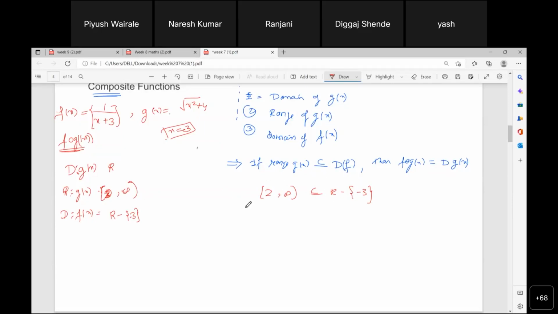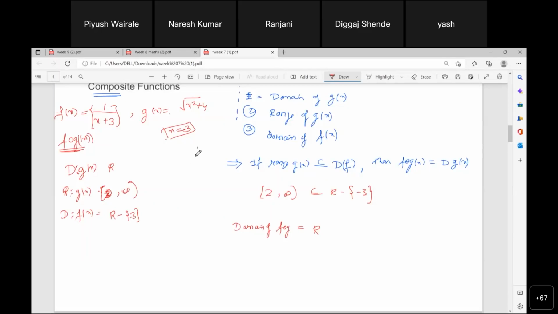So in that case, my domain of fog will be what is the domain of g? Domain of g will be R, right? Is that okay?